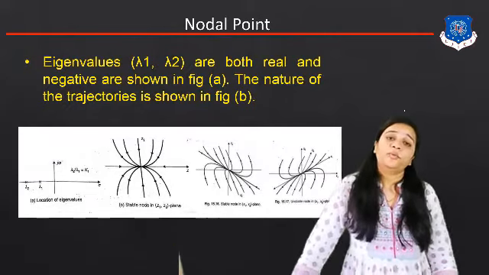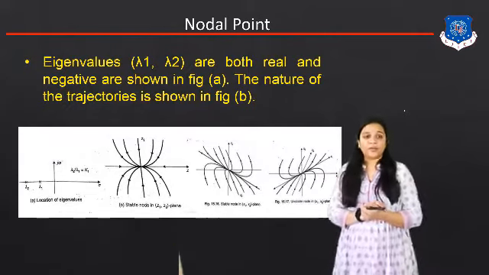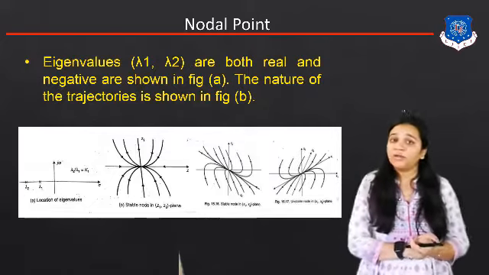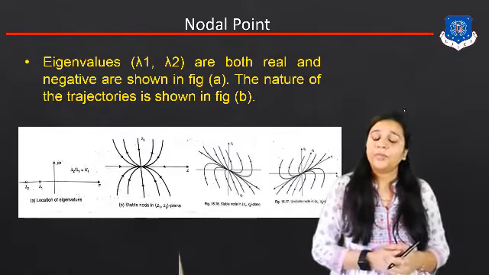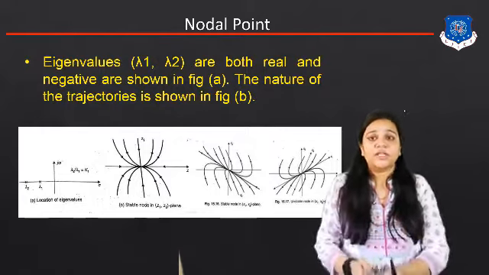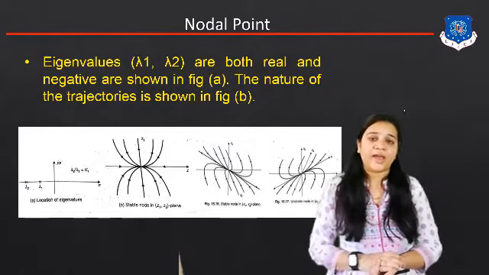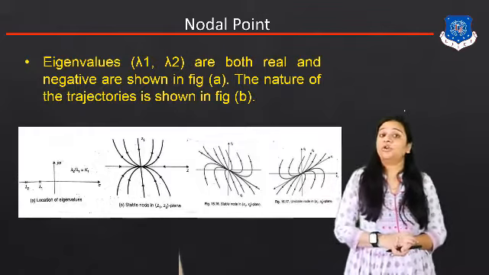Depending upon the different type of system, we can find the eigenvalues of this particular system, and then depending upon the position of the eigenvalues, we find different types of singular points in the nonlinear system.